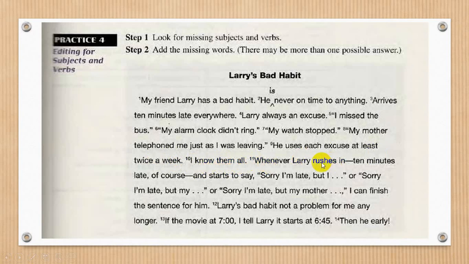Whenever Larry rushes in 10 minutes late, of course. Whenever هاي ظرف, okay, Larry فاعل, rushes فعل, in 10 minutes late, of course، نقول compliment تكملة. Okay, and جملة جديدة, starts فعل اللي هو نفس الفاعل مالته، he, Larry, starts to say, sorry, I am late. I فاعل والام هو linking verb, late تكملة.